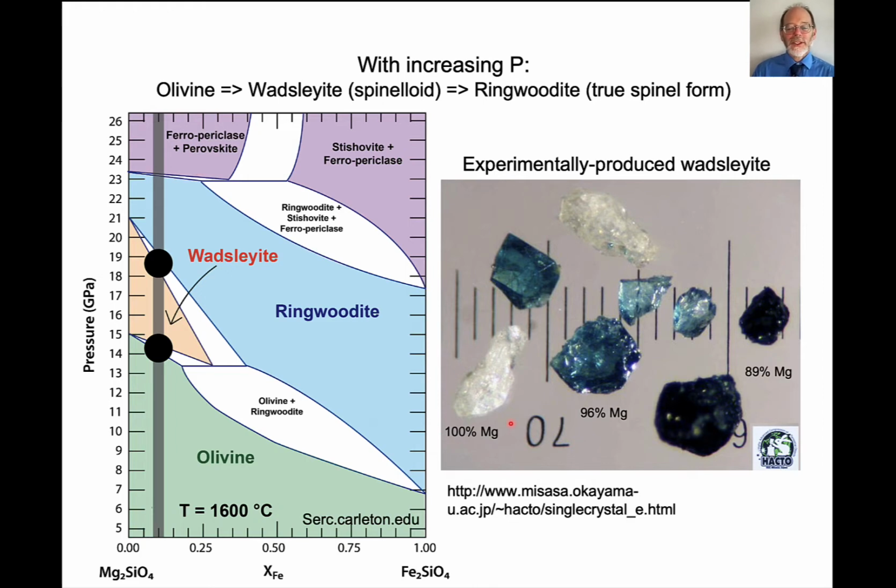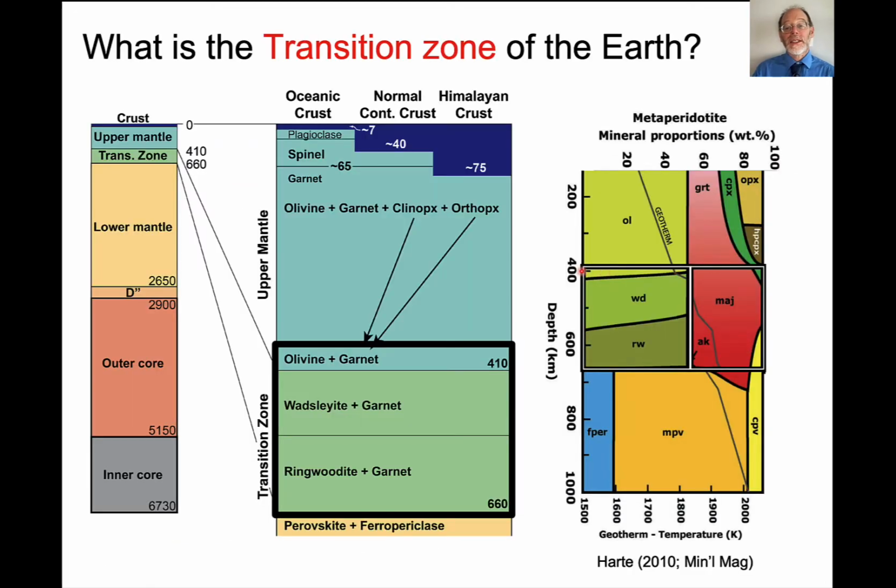Here are some pictures of different composition wadsleyite, just for fun. So pure magnesium wadsleyite is colorless. And as we go to higher and higher iron contents, lower and lower magnesium contents, they become darker and darker. So that explains this block of minerals here, olivine, wadsleyite, and ringwoodite.